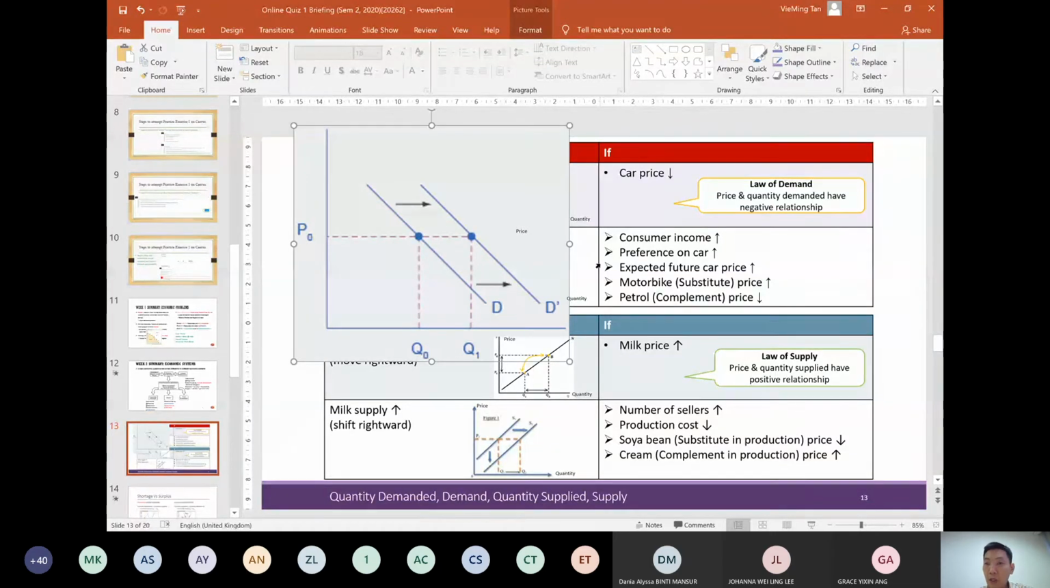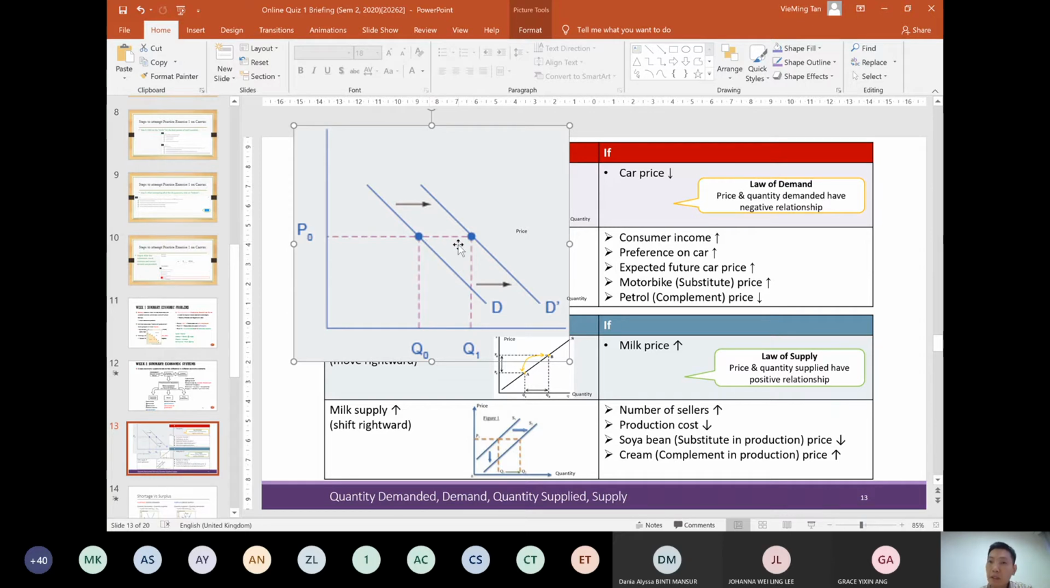Another factor would be because of the preference on car. More people like to use car now maybe. Instead of using motorbike, people like to use car. The buying behavior changed now, the preference changed. Now people like to use car instead of using motorbike or public transport. Then this can also increase the demand for car and shift the demand curve to the right hand side.